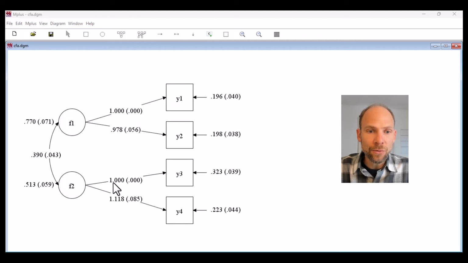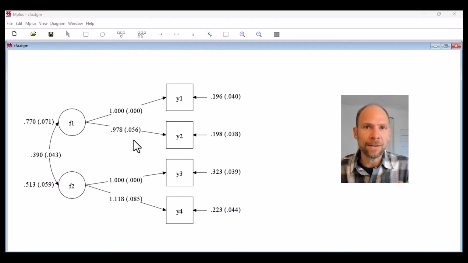And the same is true for the first indicator of F2, which also has a factor loading that is exactly 1.0. Now you could ask yourself, what is that about? This doesn't look like it's an estimate. It looks like this is a fixed parameter. And in fact, that is the case.